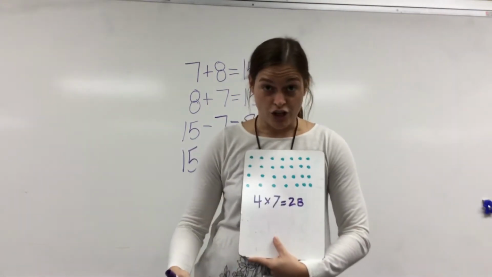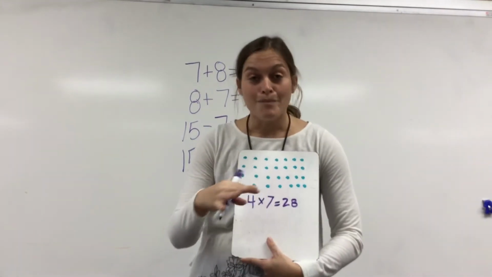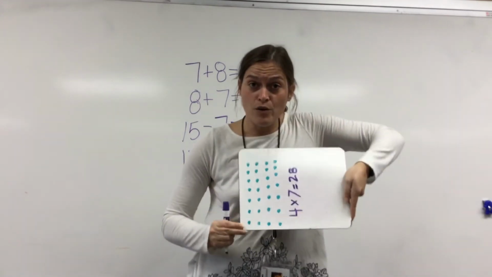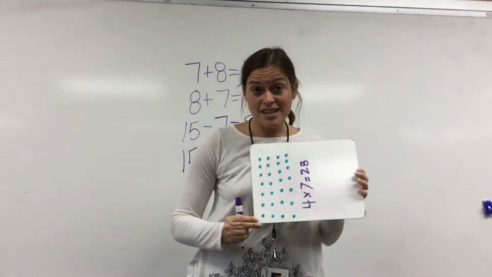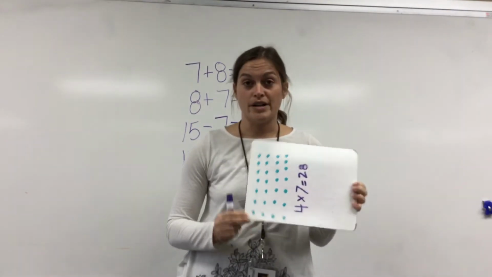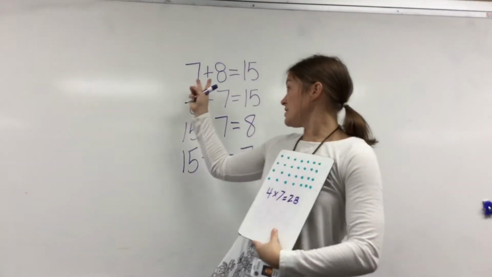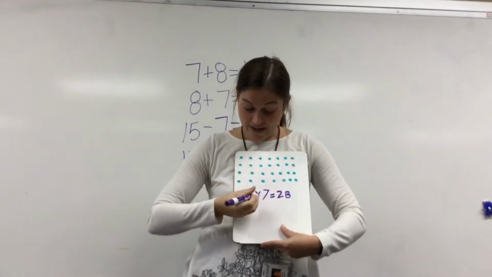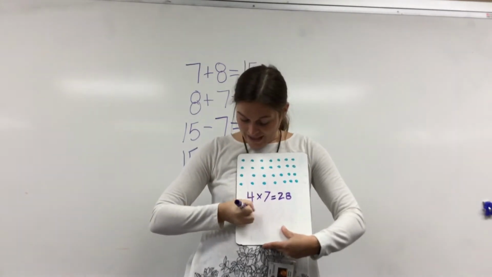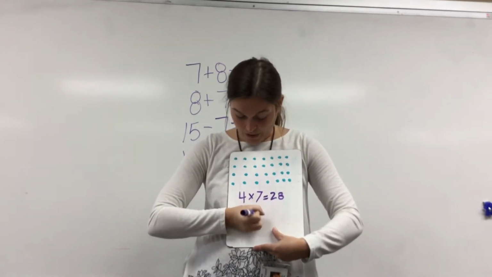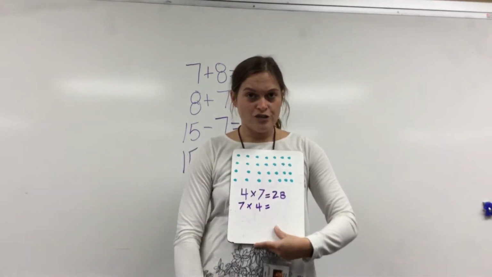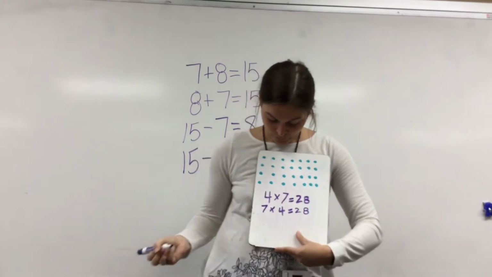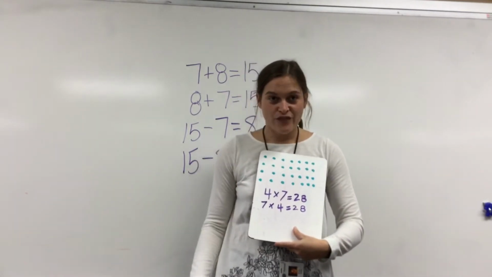Just like with addition, order does not matter in multiplication. So I could turn my array and I'll still be using the same numbers. So just like here, I'm gonna flip-flop them. So I have 4 times 7. My next fact will be 7 times 4. Does the product change? No. So we're halfway through our fact family.